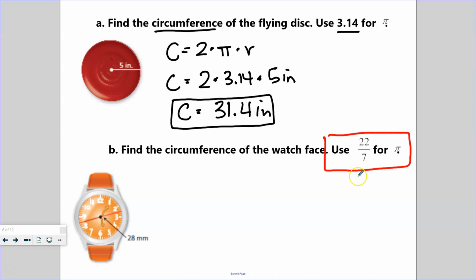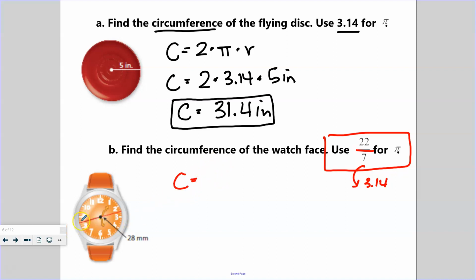I want you to see really fast, what is 22 divided by 7? Because remember the fraction mark means to divide. So we have 22 divided by 7, and we end up with 3.14. And that's where they said you can use that if you'd like. I like to stick to just the pi.